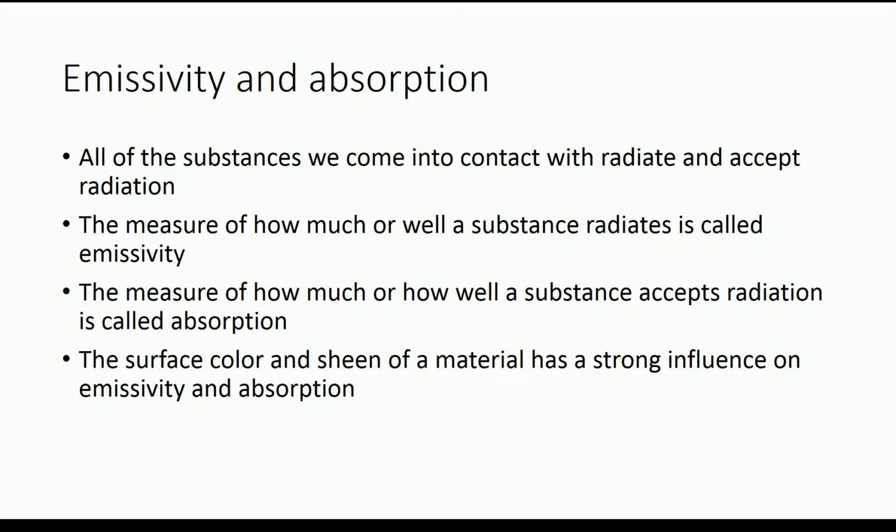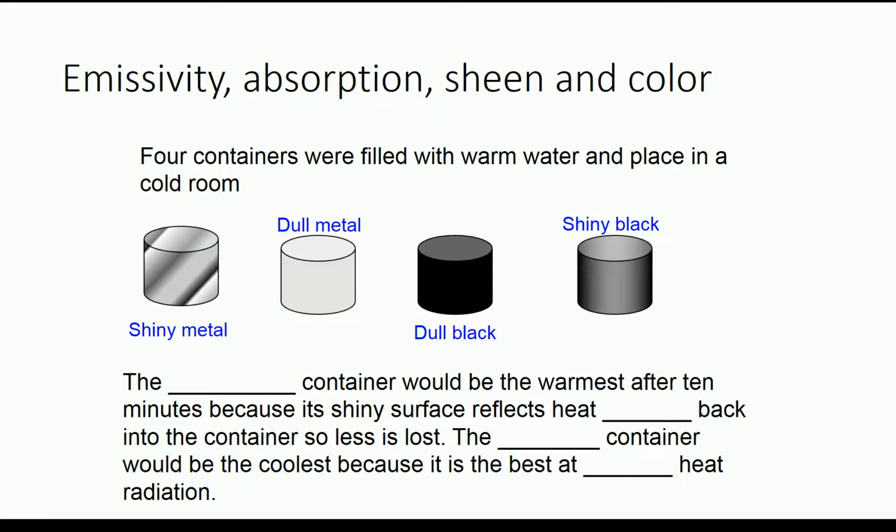Okay? So I put together a little thing here. We've got four containers: shiny metal, dull black, and shiny black, right? So there's four containers. We fill them with hot water. We put them in the refrigerator. We've got probes inside of them. So the shiny container is going to be the warmest after 10 minutes. Okay? The dull black container is going to be the coldest after 10 minutes. All right? And that's because one of them has a higher level of absorptive quality and one of them has a higher level of emissive qualities. Okay? All right.